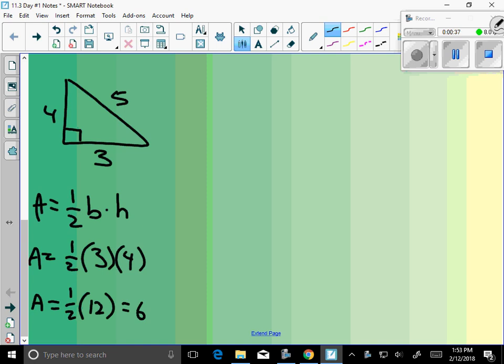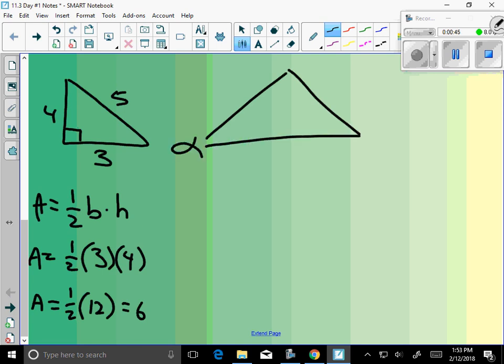That only helps if you know the height, right? What if I don't know the height? Well, what I can do, we'll say I know this angle, alpha. That's 10, and let's say this is, I don't know, 12. Well, if I don't know the height of the triangle, if I do know an angle in between those two sides, I can find the area of that triangle.